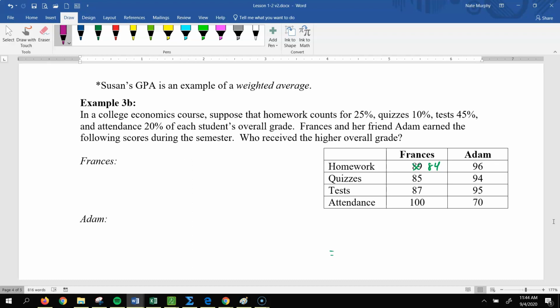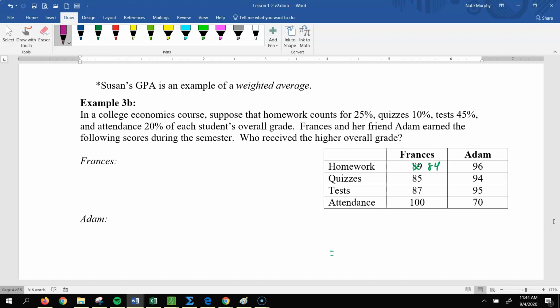So Frances got an average grade of 84 on her homework, 85 on her quizzes, 87 on her tests, and she was there 100% of the time. So she got 100% of attendance. Where Adam did really well across the board. 96% of homework, 94% on quizzes, 95% average on tests, but Adam didn't do as well with attendance. So we want to figure out for each of them what would be their weighted average for their total score.